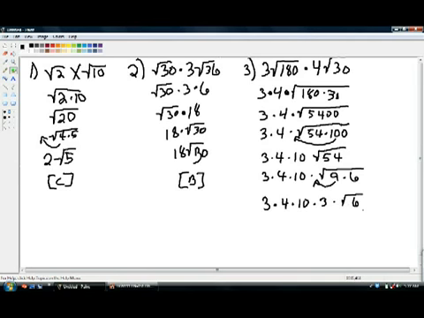Now I can't do anything else under this radical. That's it. I've gotten all the perfect squares out, so I just go through here and multiply 3 times 4 times 10 times 3. Stick that in my calculator, and that should give me 360 square roots of 6. It's going to be B. Moving on to number 4.